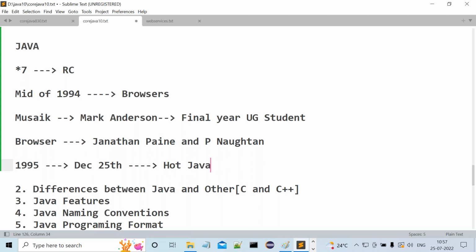The name of this browser is HotJava. This is the HotJava browser. It includes the Java name, right? By that, people are thinking that Java was released in December 1995. Because of this confusion only, people think Java was released in 1995. But actually, it was not in 1995. It was this browser that was released in December 1995.